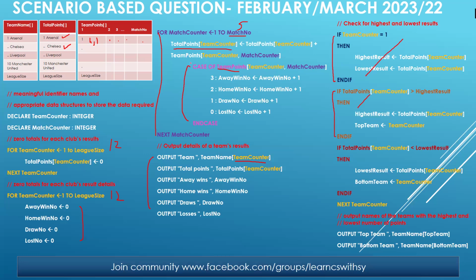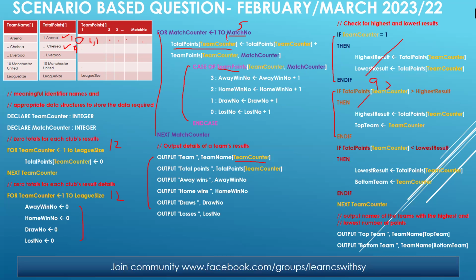Just an example that I'm quoting right now: assume that total points for Arsenal were 10, and the total points for Chelsea were 9. In the beginning, the highest result and the lowest result were holding 10. This is what we have done because Arsenal is in the first position in the array. Now you can see if it moves down here, total points of team counter, meaning the second, is actually 9. And 9 is greater than highest result, which was 10.